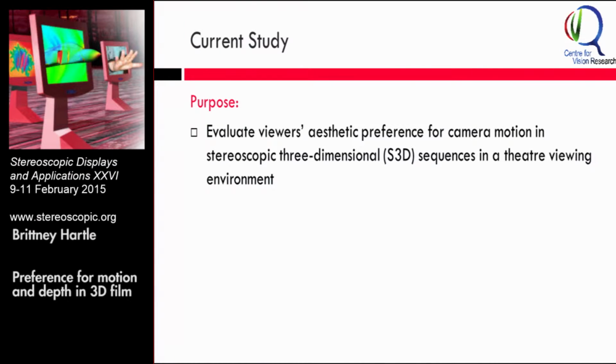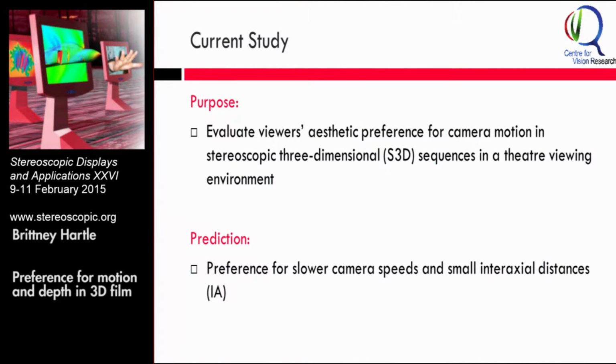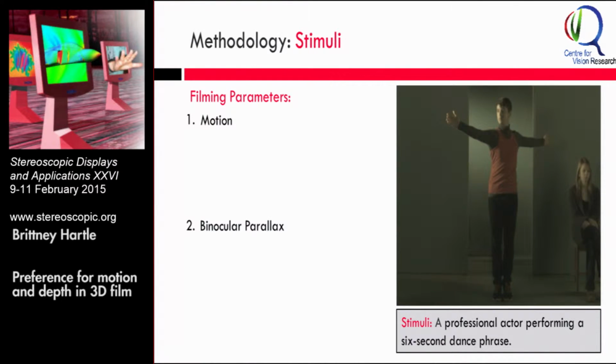So because no previous study has actually assessed how these factors affect viewer preferences, we've based our predictions on measures of viewer comfort. So what we might predict is that we should see stronger preferences for slower camera speeds and depth and smaller interaxial distances. So for our current study, the stimuli that we actually use for filming can be seen on the right here. So we had a professional actor perform a 6-second dance phrase, and this dance phrase was filmed under a variety of different parameters.